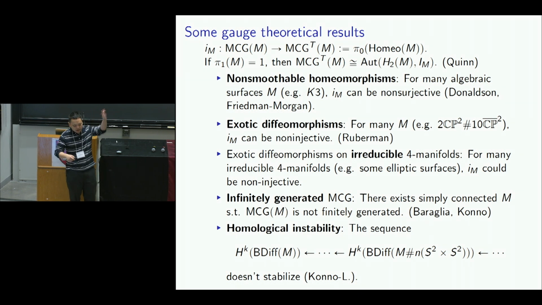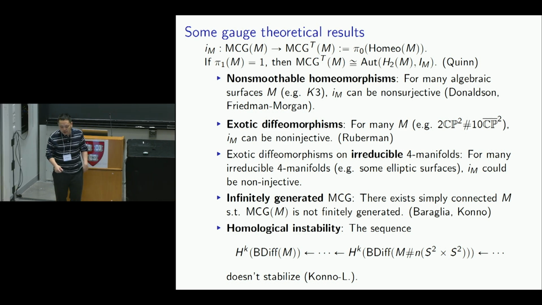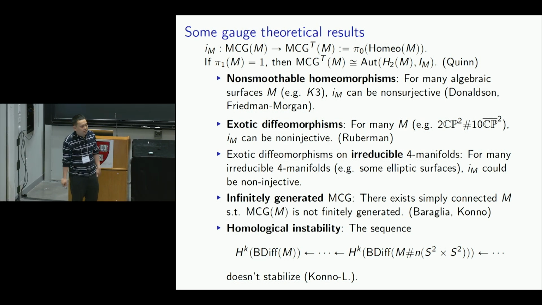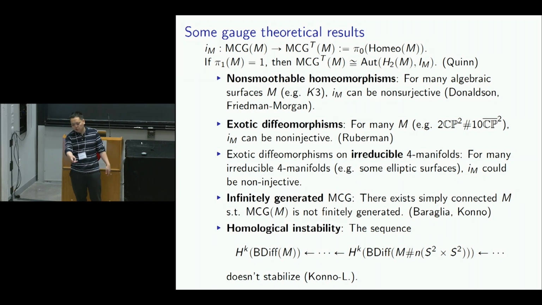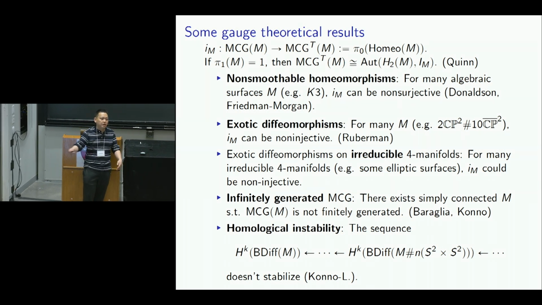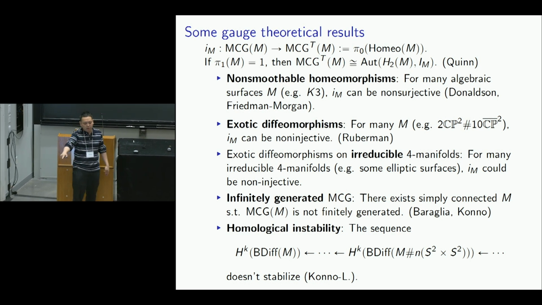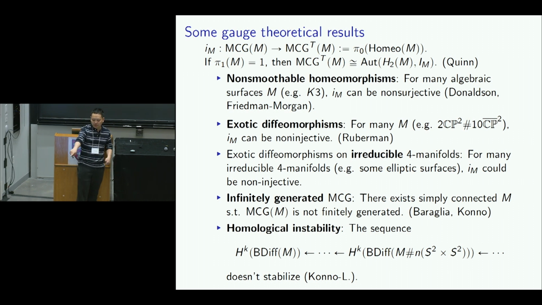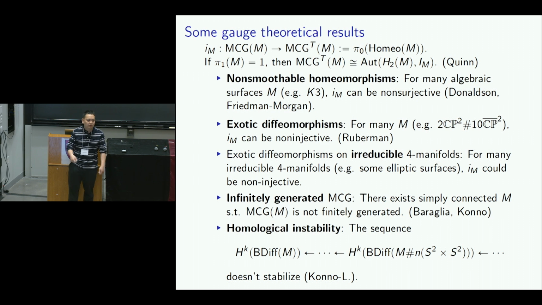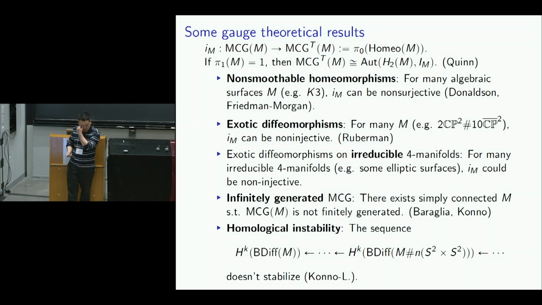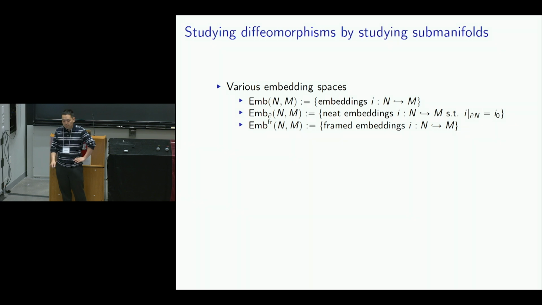However, in higher dimensions, a similar result holds by Galatius and Oscar Randal-Williams. On the other hand, this fails in dimension 4. One can construct many examples for which this sequence never stabilizes. So no matter how large this n is, the map is never an isomorphism in a given degree k. Okay. So in other words, you cannot use this technique to compute a specific homology group of the classifying space of the diffeomorphism group.